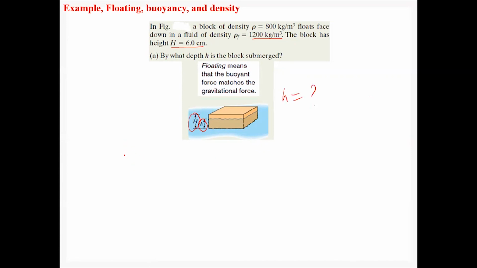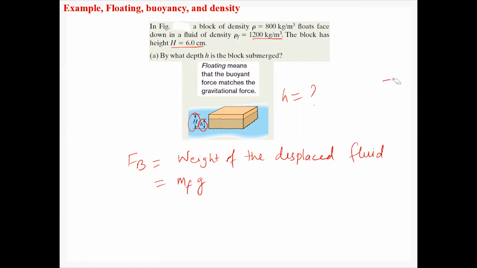First of all, let's find the buoyant force. What is the buoyant force? Buoyant force FB equals the weight of the displaced fluid, right? This is Archimedes principle, right? So how do you find the weight of the displaced fluid? m_f times g. We know rho equals m_f over V, where V is the volume of the displaced fluid.